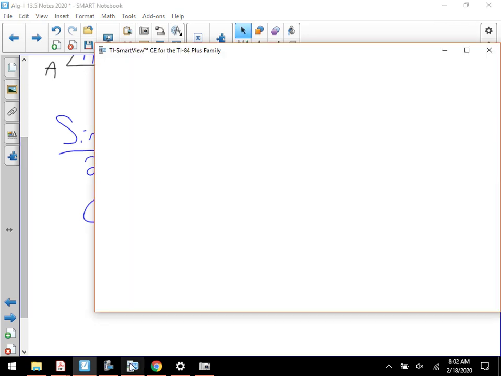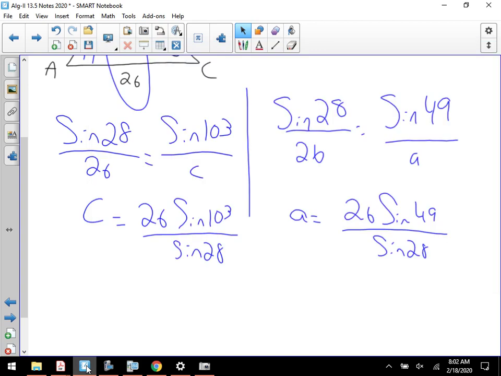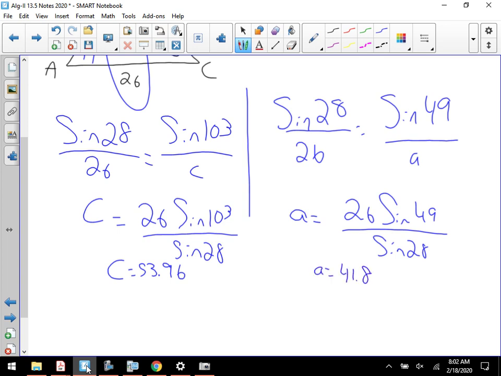Okay. It's still not responding. That's really annoying. Anyway, so press the buttons. Alpha y equals fraction bar 26 sine 103 over sine 28. I got 53.96. And then the other one is 26 sine 49 over sine 28. And I got 41.8.